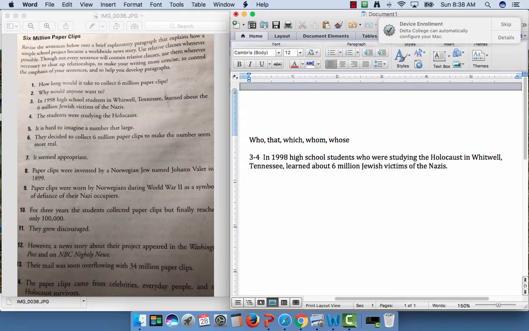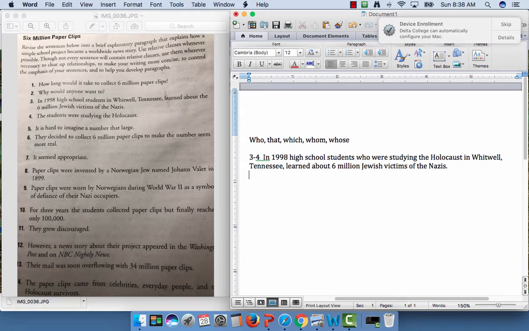In the case of relative clauses, you can use them or you can't, you don't need to. In this case, I wouldn't, because I am singling out only the high school students who were studying the Holocaust. Now, if all the high school students in Whitehall, Tennessee were, then it would be sort of an aside, different information. Now, I don't know if that's true or not, but you'd put commas in. So it depends on what it is you're trying to say, okay? Either way is going to be acceptable.